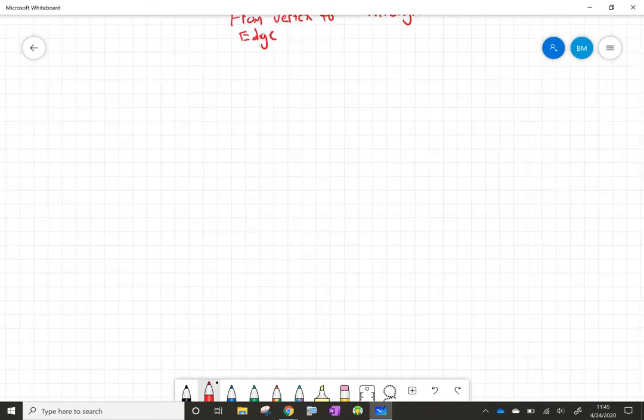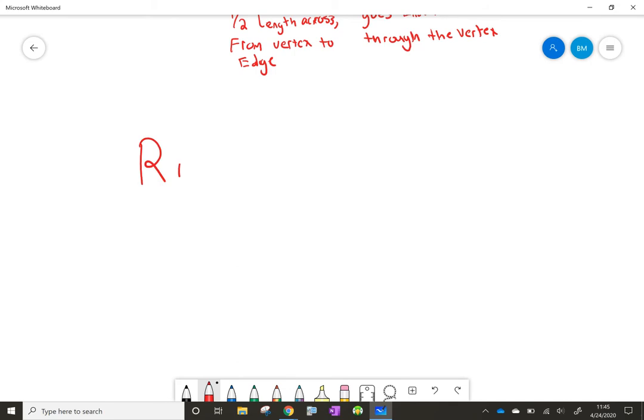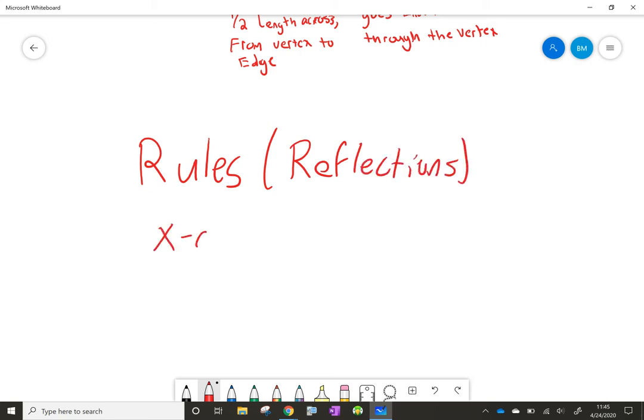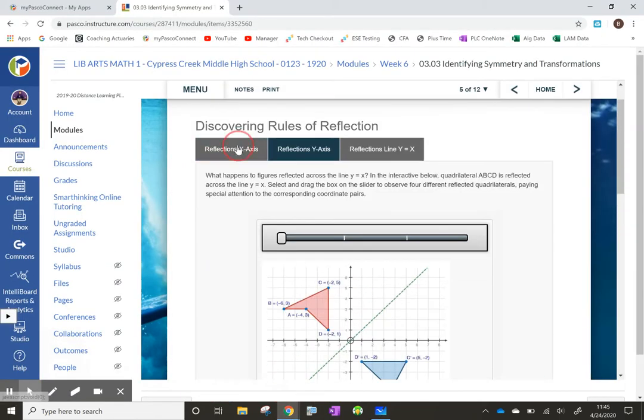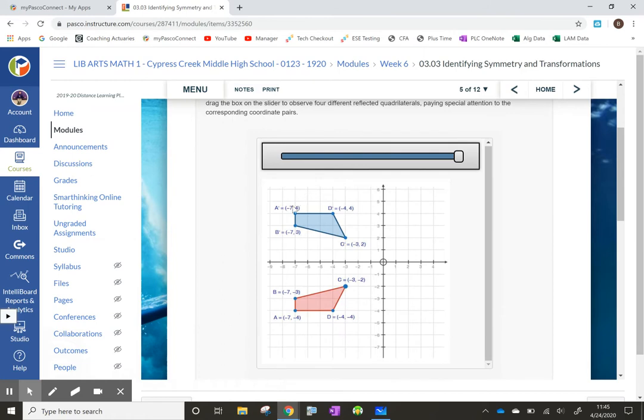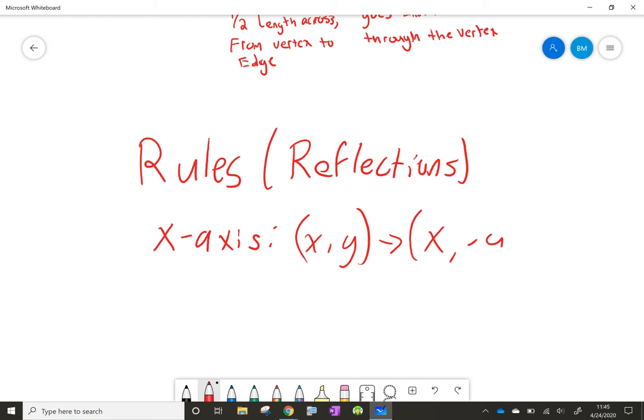this is from previous ones, rules. This one will be for reflections. So if you flip over the x-axis, your rule is xy changes to... if we go back and we look at reflecting over the x-axis, this was same x but opposite y. So it would go to x, negative y would be the rule.